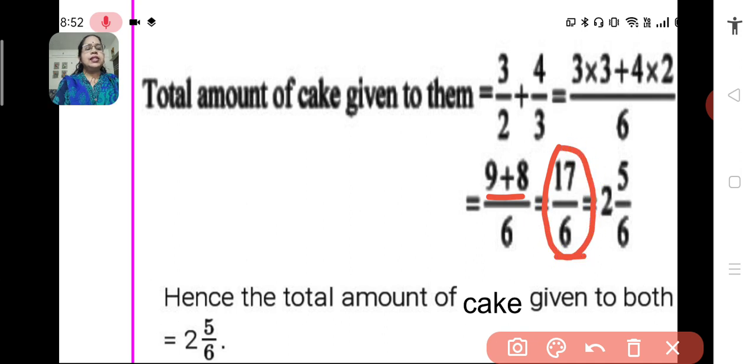17 upon 6 is an improper fraction. It can be converted into a mixed fraction. So what do we get? We get 2 5 upon 6. So the total amount of cake that was given to both is 2 5 upon 6.